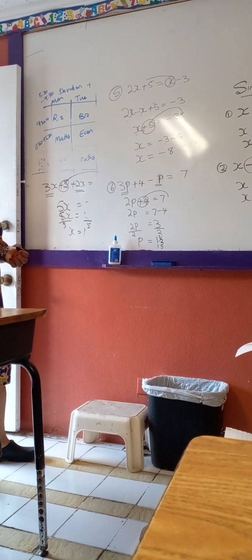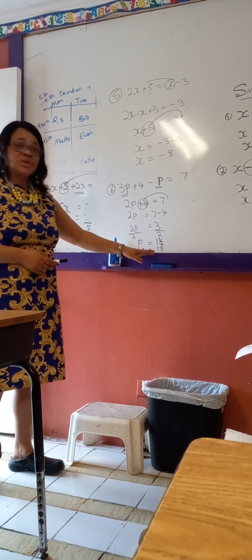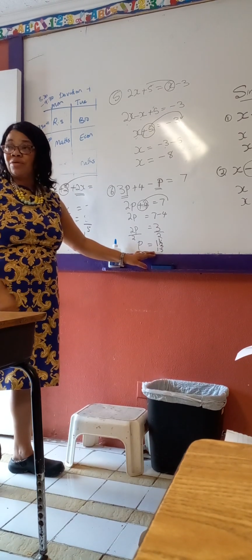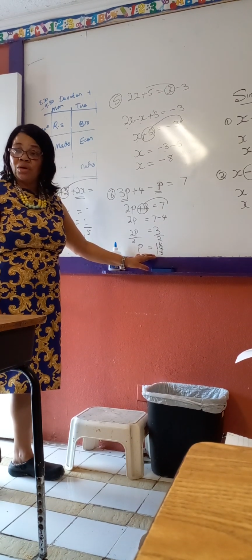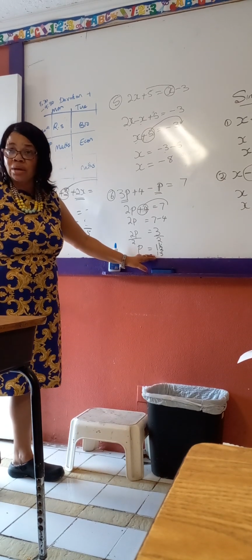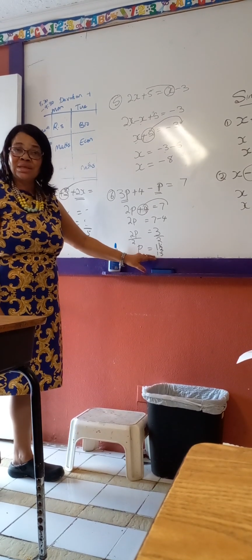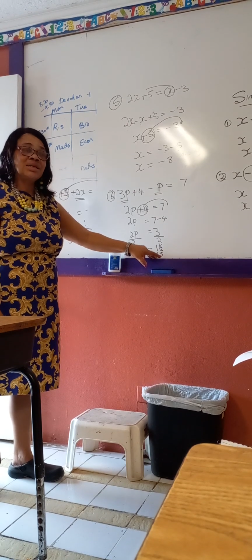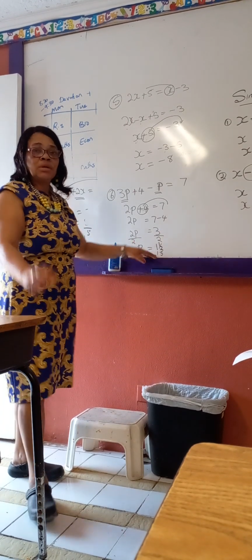Now, see where we have to go back to primary school. Division, 3 divided by 2. 2 into 3 goes 1 time, and remainder 1. 1 over 2 is the same thing as a half. A half is the same thing as 0.5. Okay?